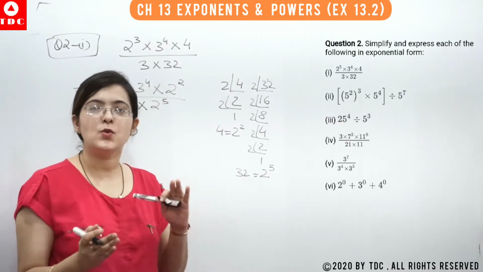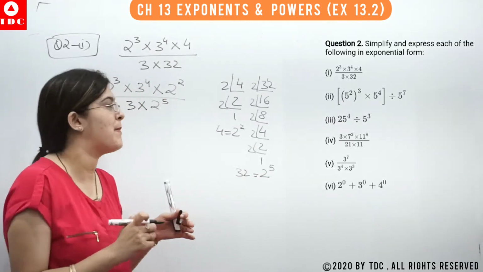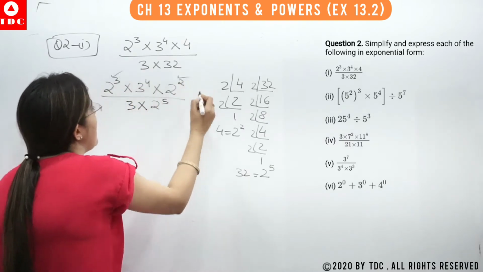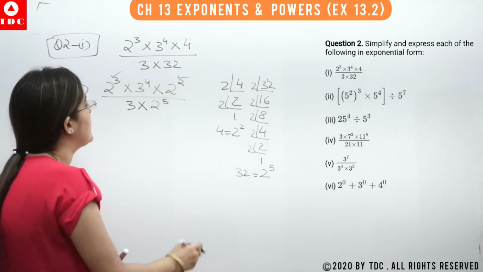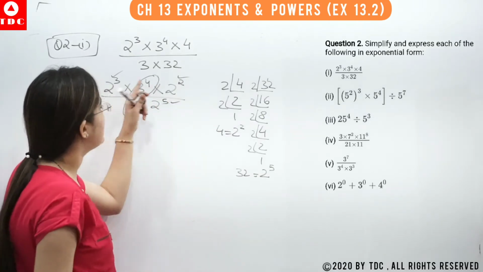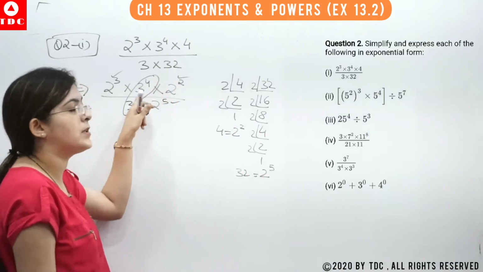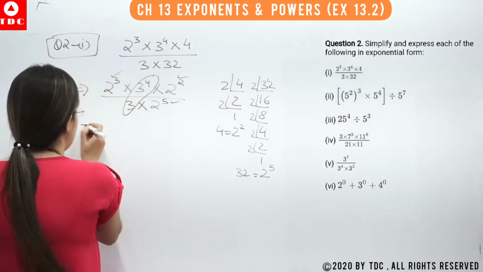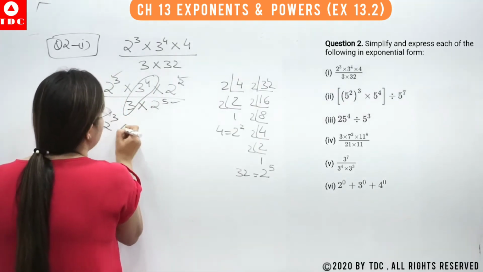Okay, now choose the ones that are having the same base. See, this and this are having the same base. Okay, and these are having the same base. There are 3 terms of 2 and 2 terms of 3. So let's write it down together.